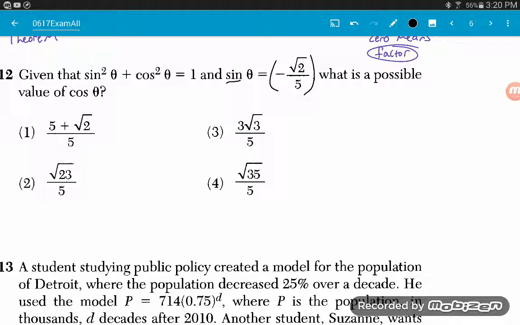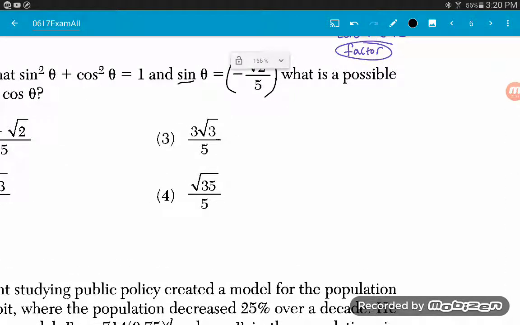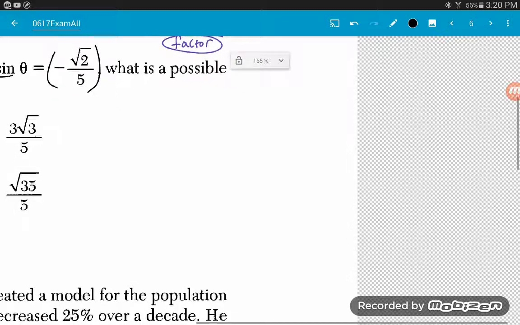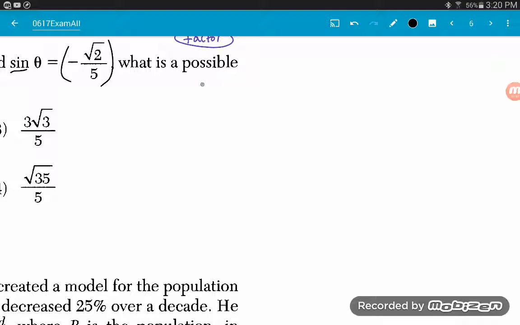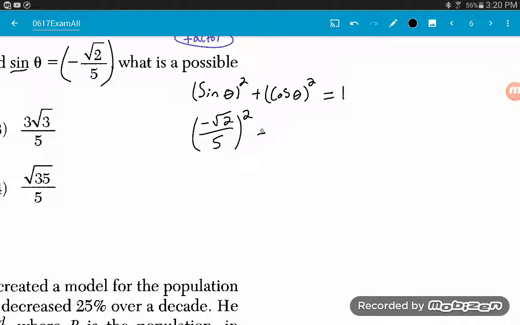So we're going to use this equation, we're going to plug into it. And I'll move over to give myself a little bit of workspace, but I'll rewrite the function so that you don't have any issues with that equation. Okay. So the function is sine squared theta, which is the same thing as sine theta squared, plus cosine squared theta, which is the same thing as cosine theta squared, is equal to 1. Now they tell me what sine theta is, so I'm going to plug in negative radical 2 over 5 for sine theta, plus cosine theta squared is equal to 1.